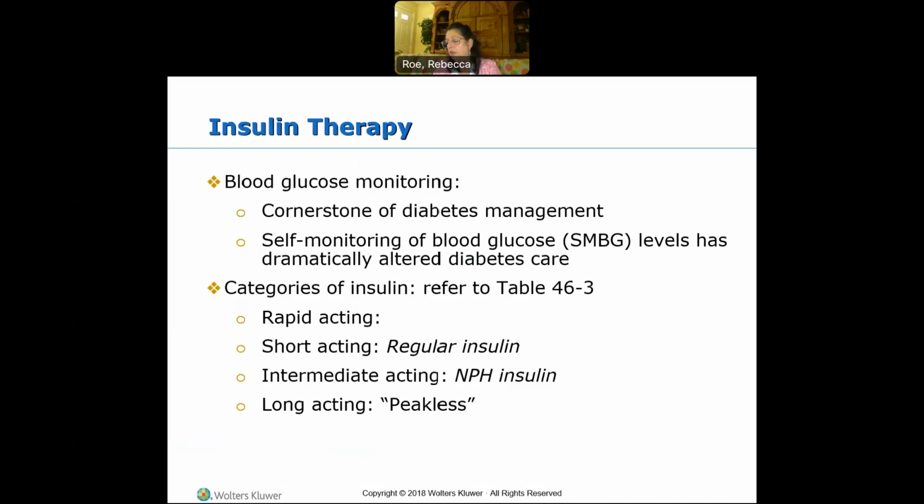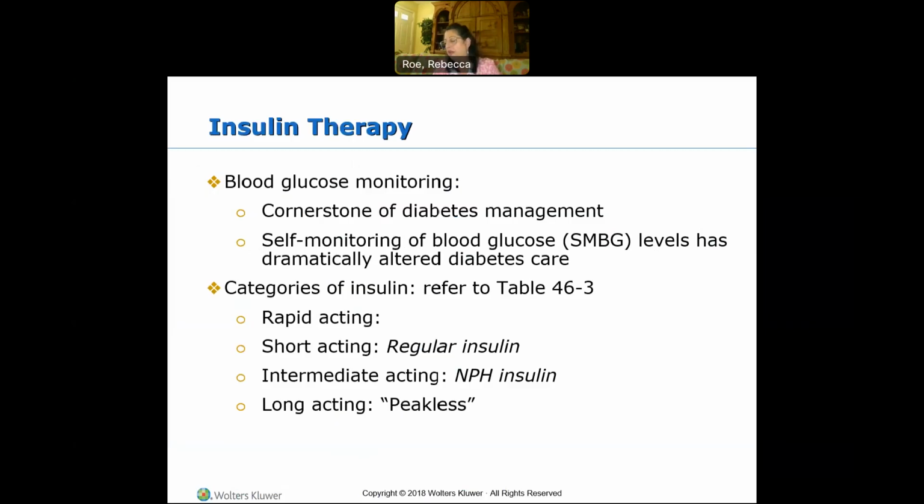Your intermediate insulin is your NPH. This is around 1 to 1.5 hours onset and peaks around 4 hours. This is your cloudy, milky insulin. Patients should eat around those onset and peak hours.